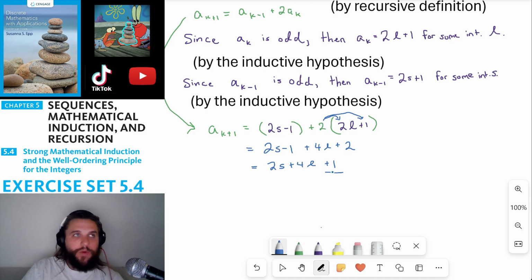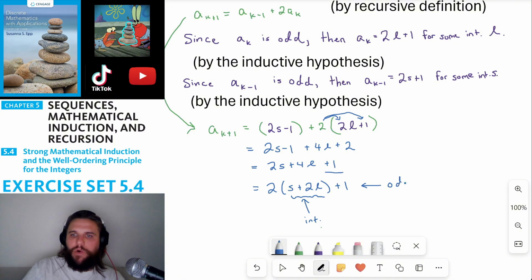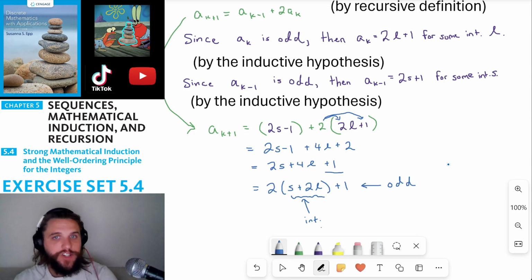I have a plus 1 here, which is pretty convenient to prove that this is an odd number, because now we can just factor a 2 out from all the other terms, which will give 2 times s plus 2l plus 1. Now what's important here is that s plus 2l is an integer, and that's because integers are closed under addition and multiplication. And so now we can say that a sub k plus 1 is an odd integer. And that means that P of k plus 1 is true. A sub k plus 1 is odd because a sub k is odd and a sub k minus 1 is odd, and because of that recurrence relation.